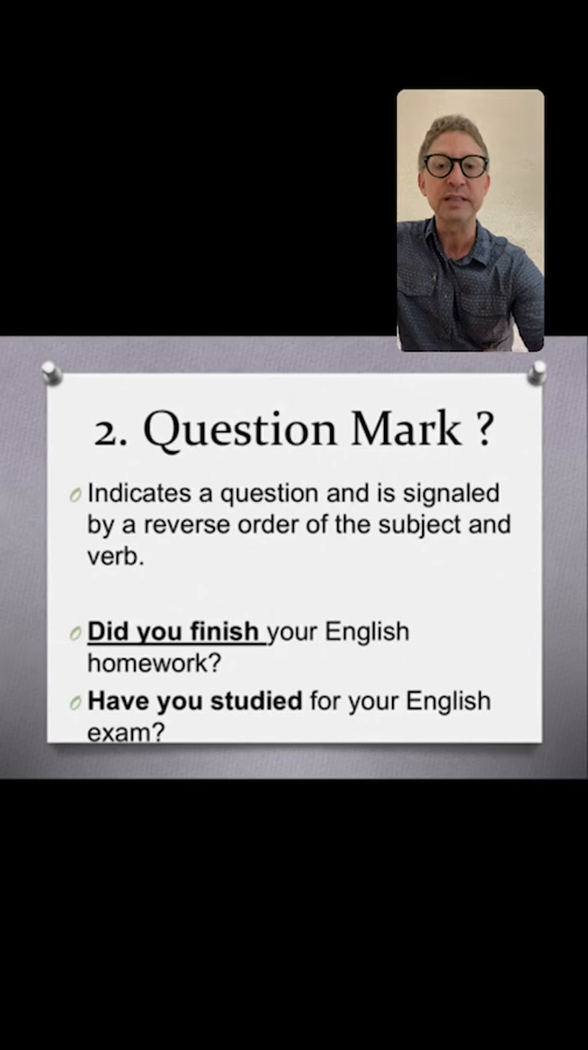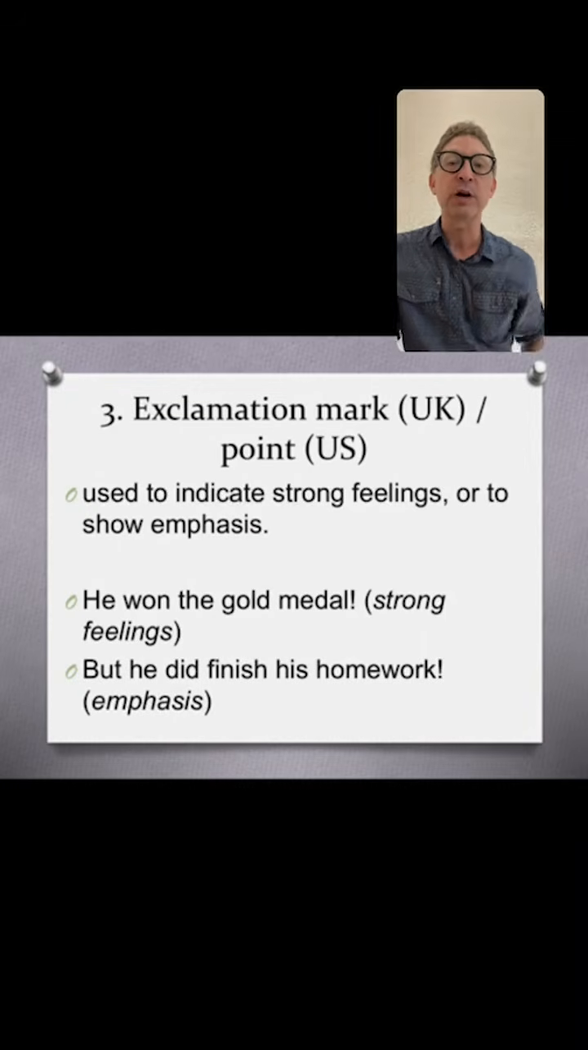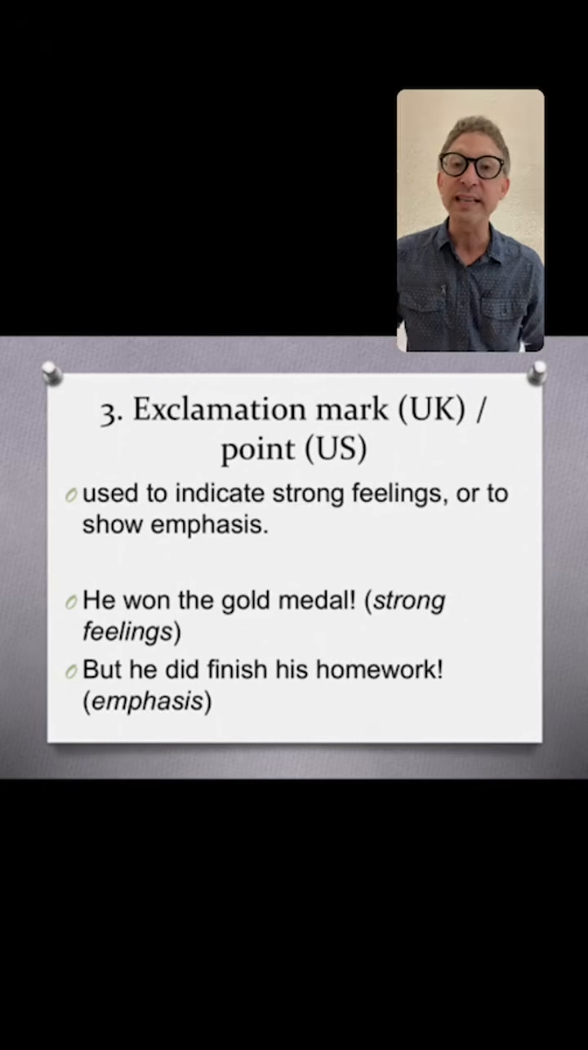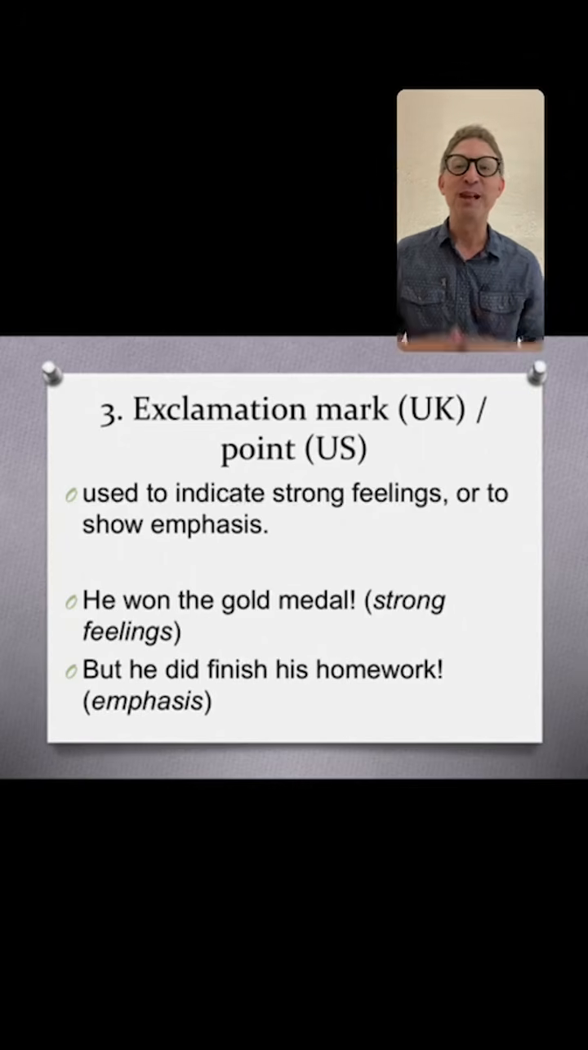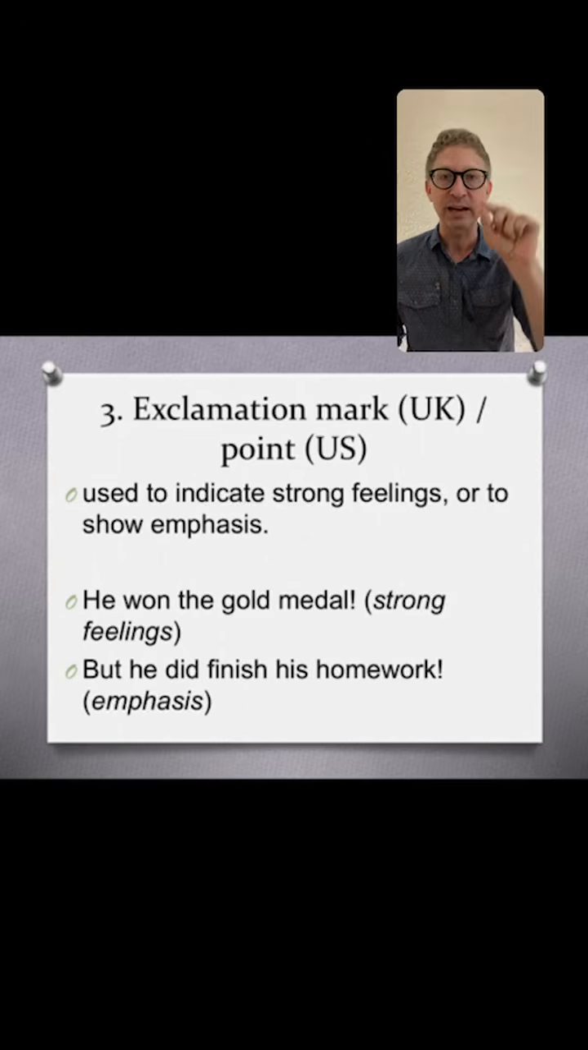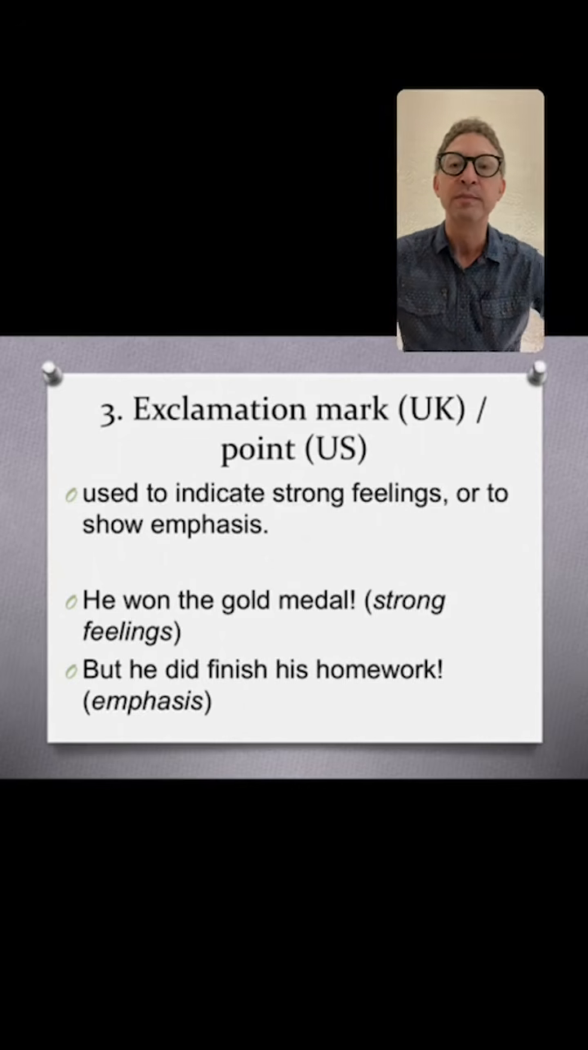Now, I think for most of us, these first two symbols are not difficult, but now it gets more complicated because I want to talk about the exclamation mark, which is the UK British version, or we in America say the exclamation point, even though it's not a point, it's actually a line and a dot. Well, exclamation mark or exclamation point, they both mean the same thing, and it's this line with a dot. You can see it in these examples, and they're used to indicate strong feelings or emphasis. Strong feelings or emphasis. So let's take a look at both types.